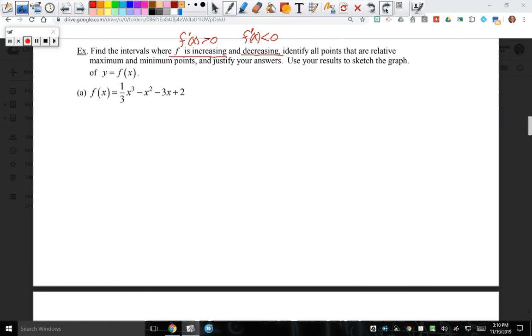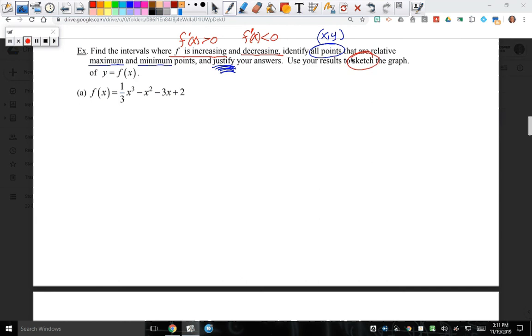Identify all points that are relative maximums and minimums, and these are points. If I ask you what is the maximum, you'd say the y value. If I say where is the maximum, you'd say the x value. But if I say identify all the points, I want you to give it to me like a coordinate point. And justify your answers. This is a test whether you know it or you don't. This is a unit to where you will either know it or you don't. You cannot fake pieces of this, okay? Because it's all connected. Very comprehensive, built on one another. All right. Use your results to sketch the graph.